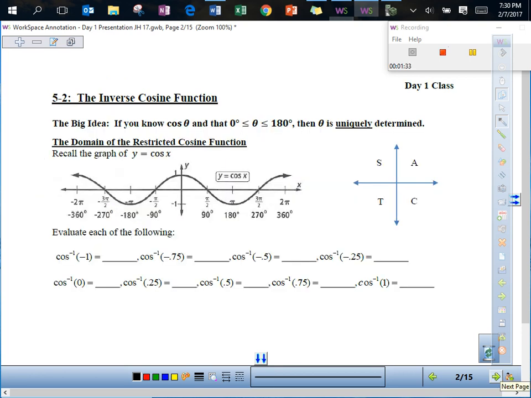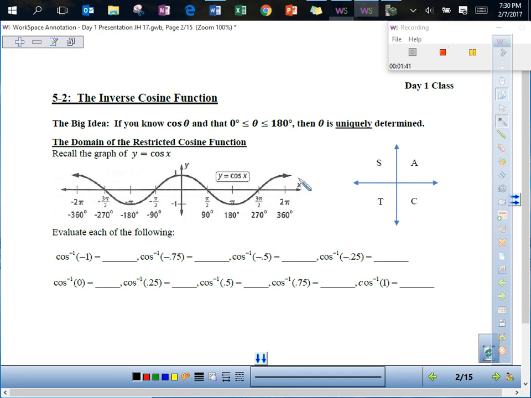Guys, here's where I'm going to go first. We're going to talk about the inverse cosine function. So think about this for a second. I've given you the graph of the cosine function. Well, guys, today I want to find the inverse of the cosine function.